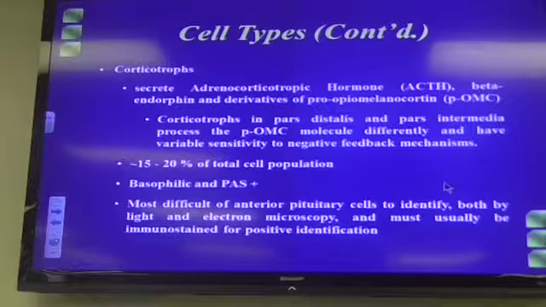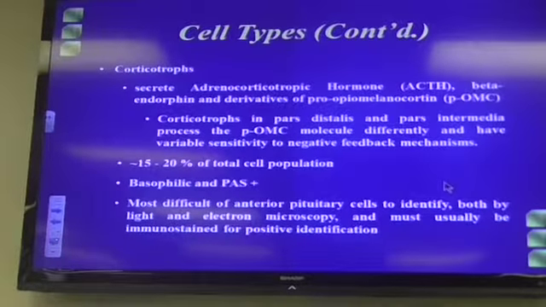Okay, corticotropes, they secrete adrenocorticotropic hormone, just ACTH. Also, they secrete beta endorphin. What are endorphins? Feel good things. Well, sometimes, but anyway, feel good things. And also, they're all derivatives of a big molecule they call Big Mama, and it is pro-opiomelanocortin, POMC. And where you cleave this molecule, you'll get the different hormones coming from it. Melanocyte stimulating hormones and other hormones can come off of this molecule.